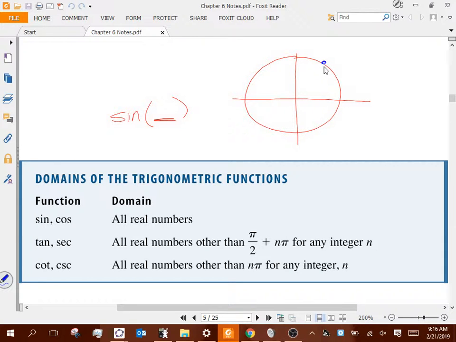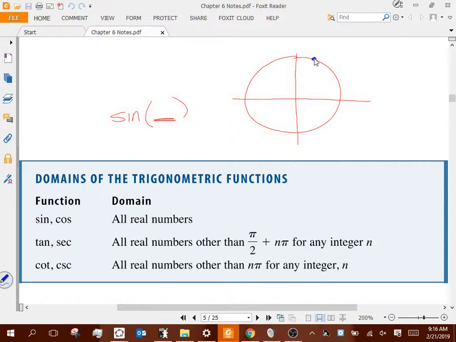Now that output value that I get back, even though I can put any number I want in here, any angle measurement there, my y values are only going to be, what's the largest y value I would ever get back? 1. What's the smallest y value I'd ever get back? -1. Okay, so even though the domain is all real numbers, my range is stuck between -1 and +1. Okay, inclusive. I can get those ones back.